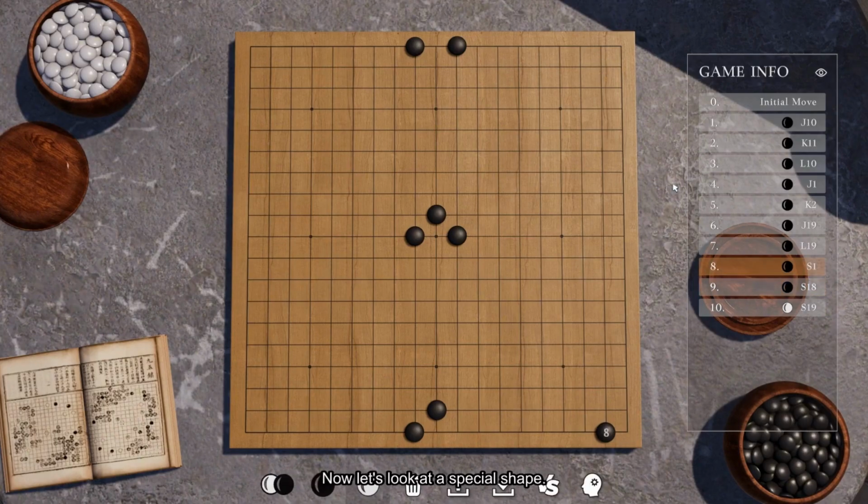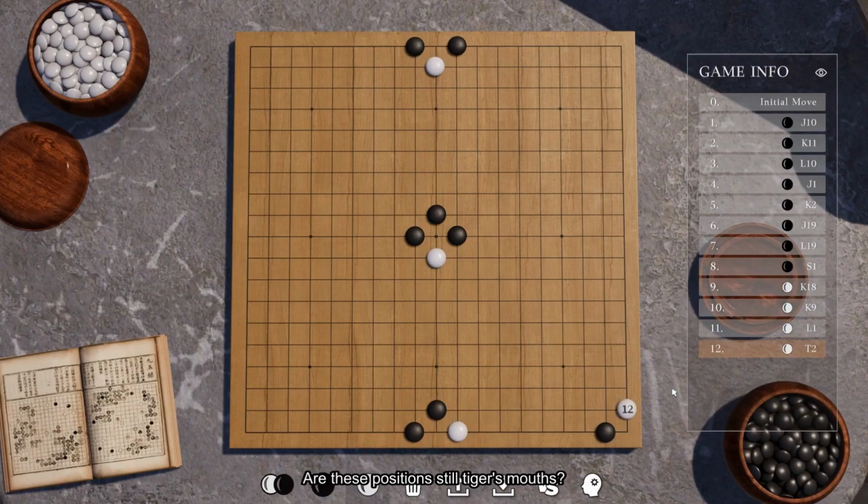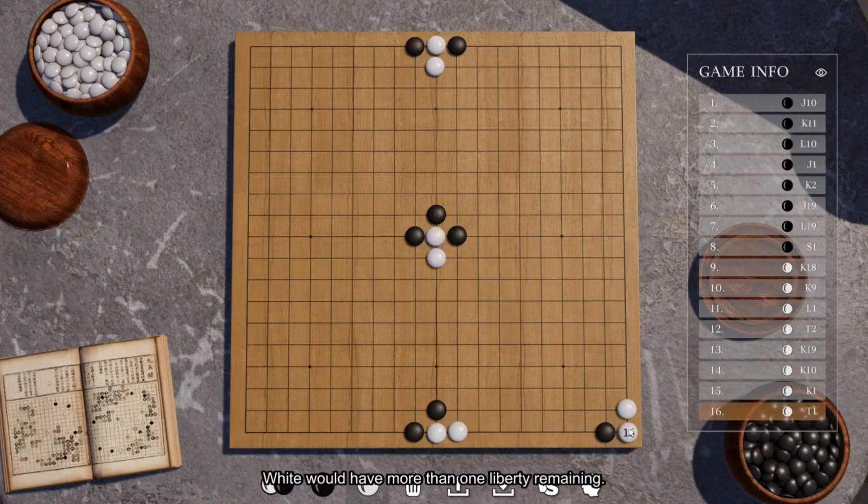Now, let's look at a special shape. We know these four most basic tiger's mouths. Now, what if white places stones here? Are these positions still tiger's mouths? Based on the definition I have repeatedly emphasized, after white's stones are placed at these positions, white would have more than one liberty remaining. Black cannot capture white immediately. So these positions are not tiger's mouths.